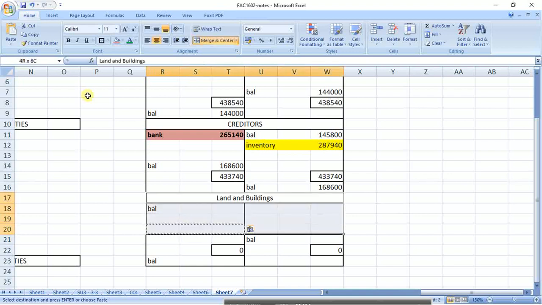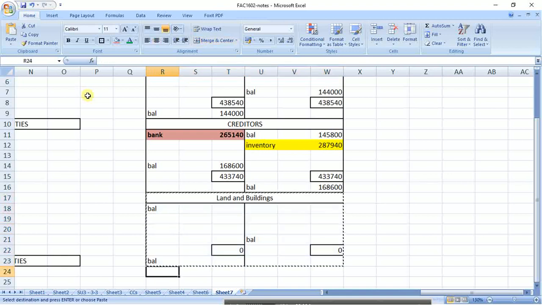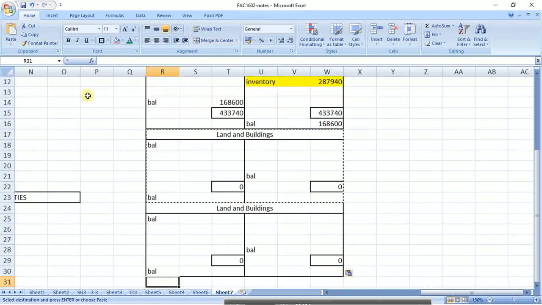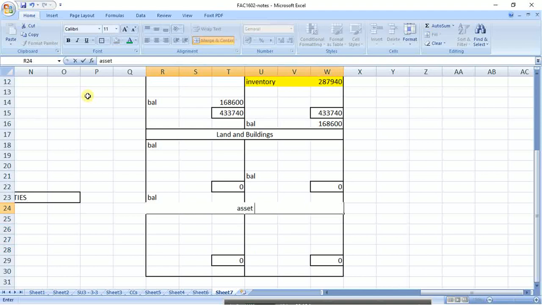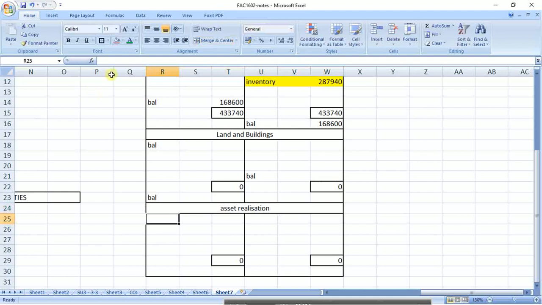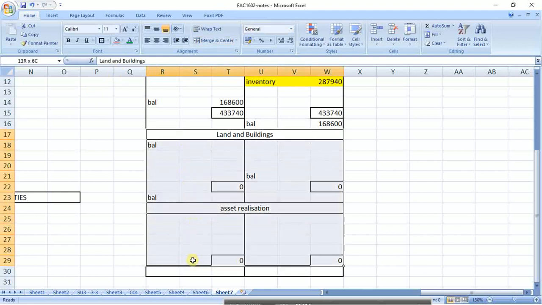Okay, and then we also need, do we sell the land and buildings? 50% of the selling price was received in cash, yes, and the other was on credit. So asset realization, so it will be 50-50. So you need two things here: the land and buildings and the asset realization. Right, so let's first deal with land and buildings.